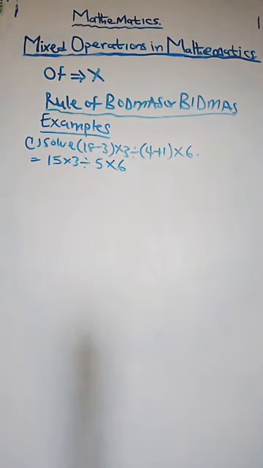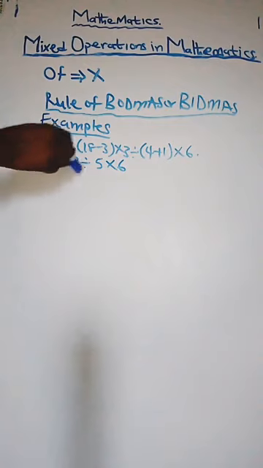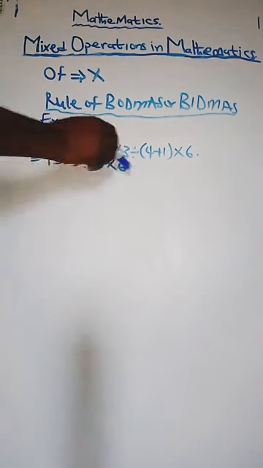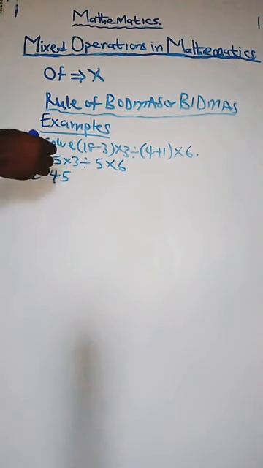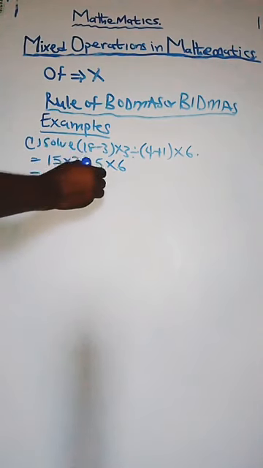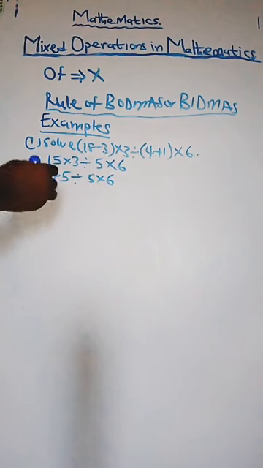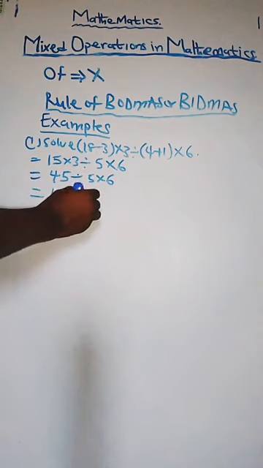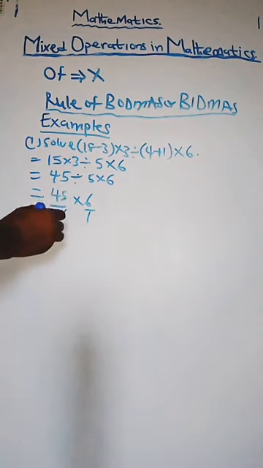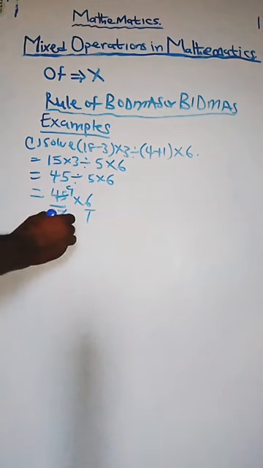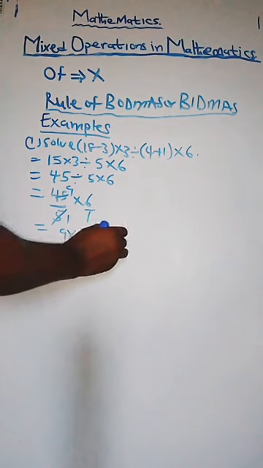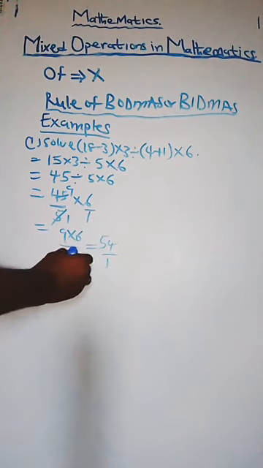Now if you look at this step, we have only multiplication and division. So we can apply the rule of only multiplication and division by solving from here to here. So this one will now be 15 times 3, 45, divided by 5 times 6, right? So this is 45 over 5. This division sign can also be written like this, times 6 over 1. 5 here 1, 5 here 9. So what do we have? We have 9 times 6 over 1 times 1. And 9 times 6 is 54 over 1. So the final answer is 54.